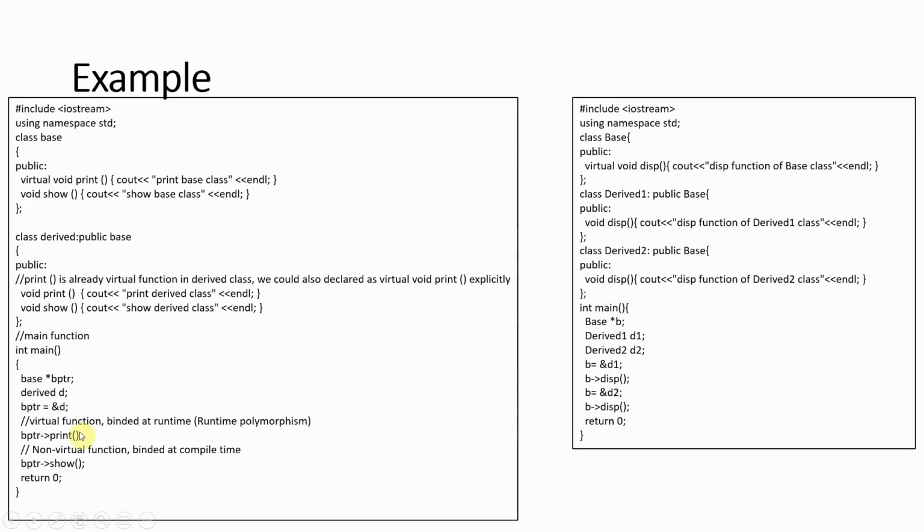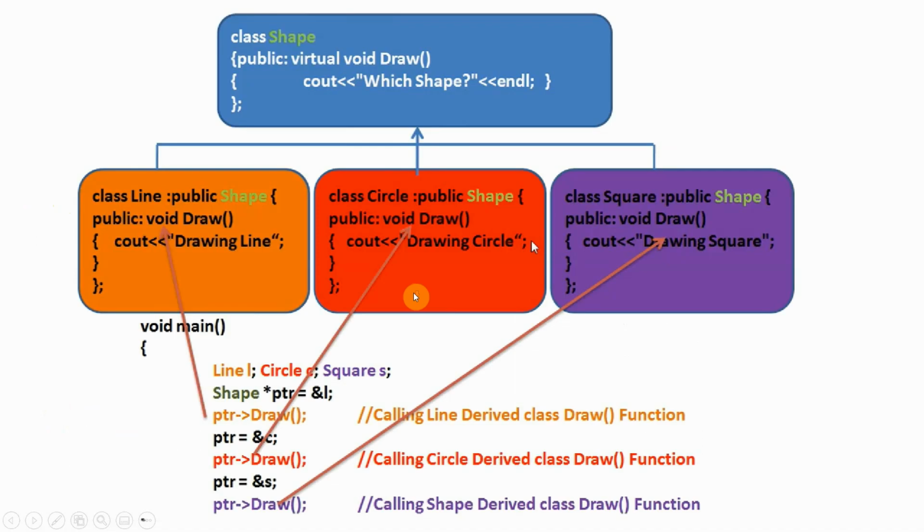This is an example using pointers, and it's another example where you can analyze the code and see what's going to be printed on the screen. This can show you what late binding is and what early binding is. Here, for print we have a virtual keyword, but for show we don't. A similar thing is happening here, so we can analyze this code.